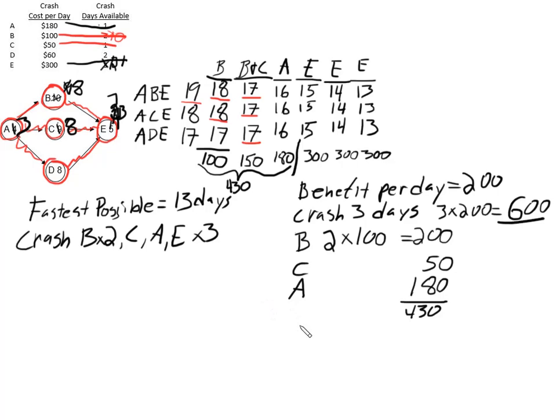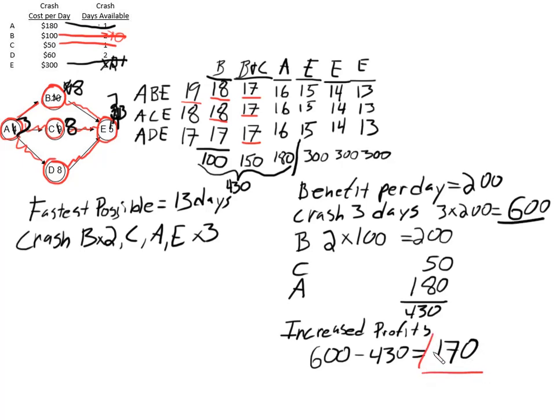So the amount that our profits go up by, let's call that increased profits, of 600 minus 430. So we would have increased profits of $170. So we'd make an additional $170 by crashing B twice, C once, and A once.